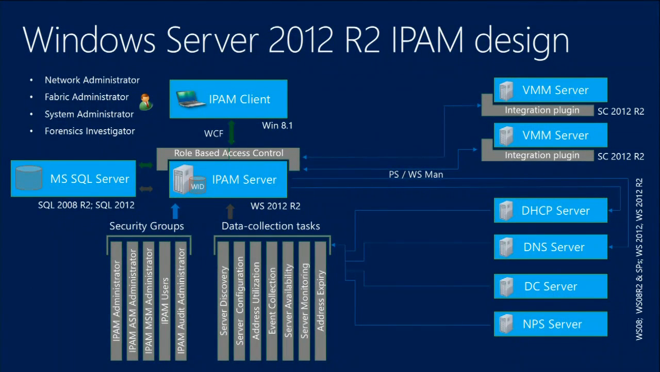And it has this collection task which runs on the IPAM server. For example, the server discovery task runs periodically and discovers new servers which have been added. The configuration task runs periodically and discovers all the configuration and so forth. And these are the existing security groups which existed in 2012.